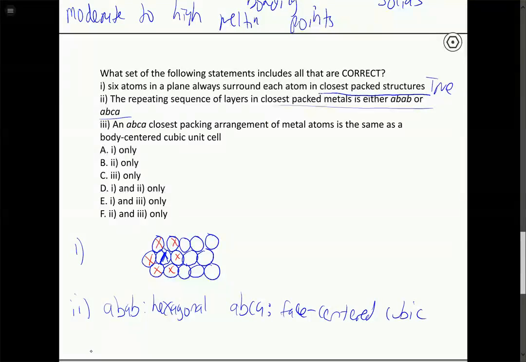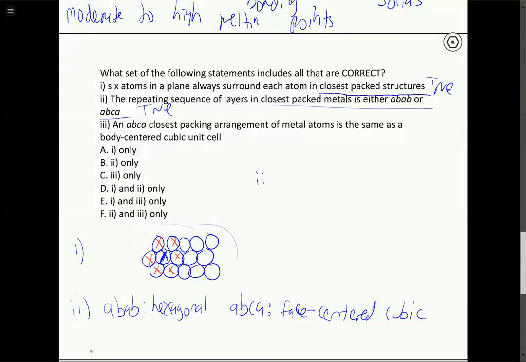Alright, and this again refers to how we stack the layers. So AB means you stagger the first 2 layers, and then the third layer eclipses the first. ABCA means you stagger the first 3 layers, and then it's not until the 4th layer that you put it directly on top of the first. But those are 2 different ways of stacking these close packed layers, like I just drew up here, and one of them gives you hexagonal, one gives you face-centered cubic. So this one is also true.